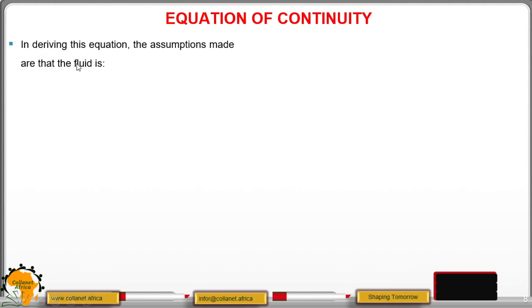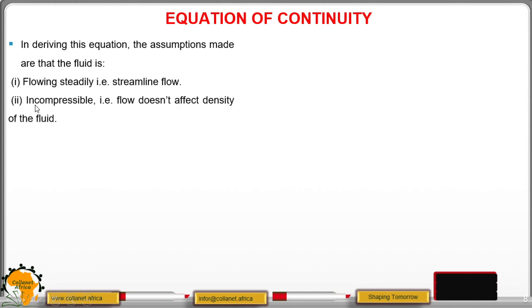In deriving this equation, we made the following assumptions. 1. That the moving fluid is in streamline flow. 2. We assume that the fluid is incompressible. All that means that the flow does not affect the density of the fluid. 3. We also assume that the fluid is non-viscous, i.e. it does not stick on the sides of the tube, and therefore it means that the viscosity of this fluid is 0.